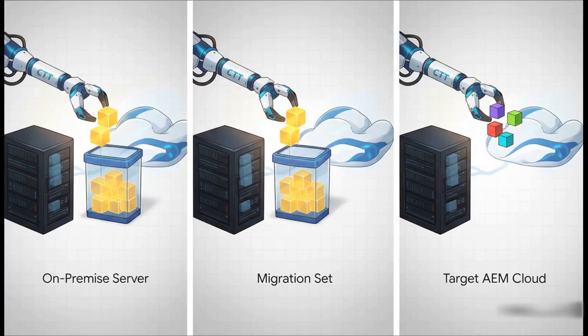So, how does it work? Well, it's a two-step process. First, it extracts your content into a secure staging area in the cloud. Then it ingests that content into your new AEM instance. But its most powerful feature by far is the top-up. You can do the initial massive transfer weeks ahead of time. Then, right before you go live, you just run a quick top-up to sync only what's changed. This is the secret to minimizing that dreaded content freeze.